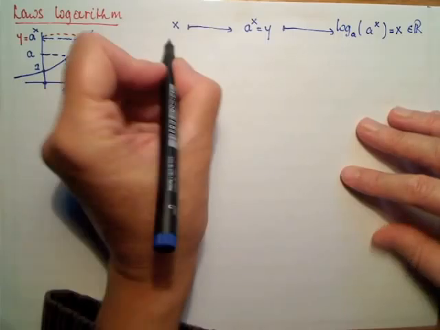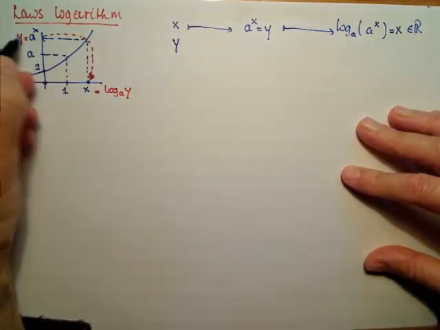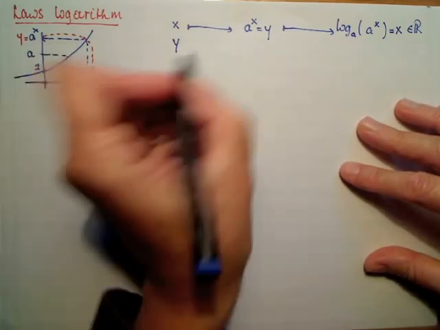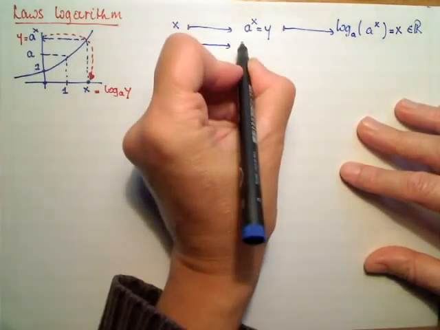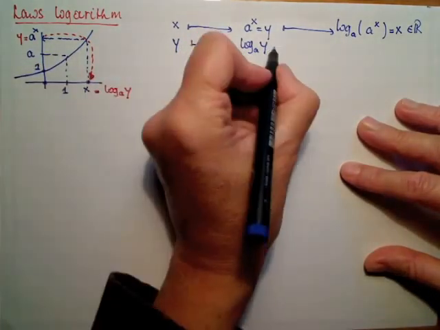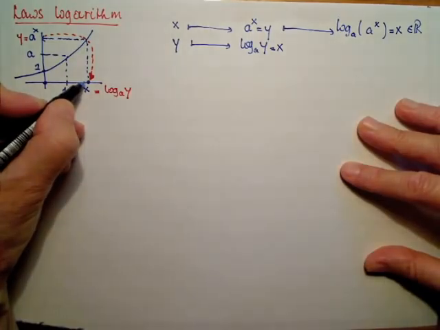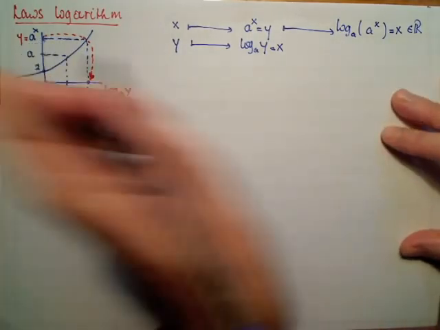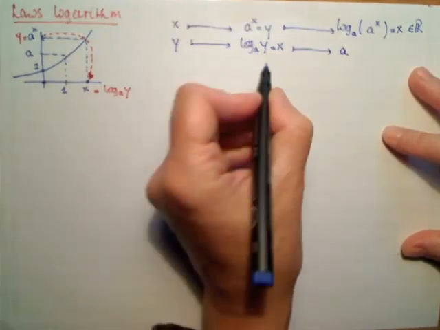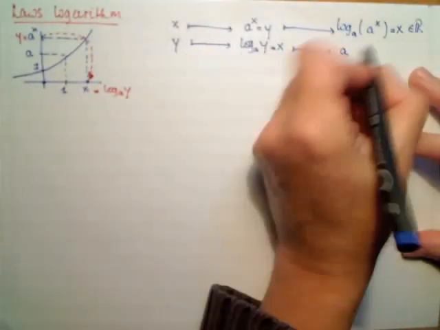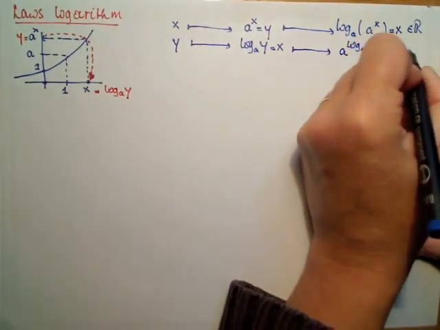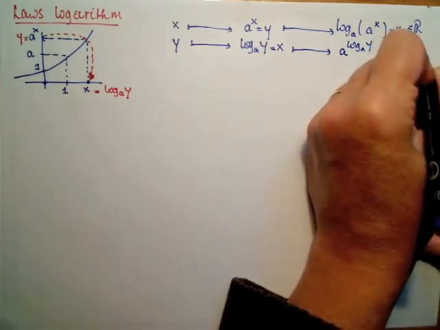On the other hand, we can also start with a realization y over here. So we take the logarithm, we call this x, and then we put x into the exponent, and we can come back to y again. So we get a to the power x is a to the power the logarithm of y, and we come back to y, and this is now a positive real.